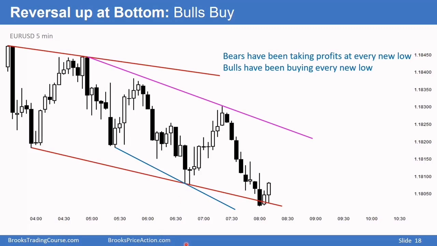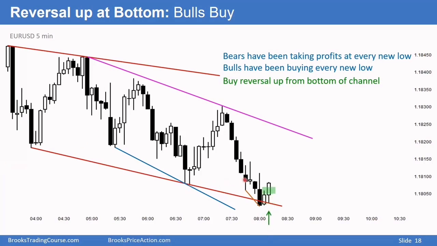That means it's a stair pattern. The pullbacks from the new lows are going high enough up for bulls to make a profit. So they'll continue to buy new lows until they no longer make a profit. When bulls are able to make money consistently like this, repeatedly like this, in a bear trend, that bear trend probably is soon going to evolve into a trading range.